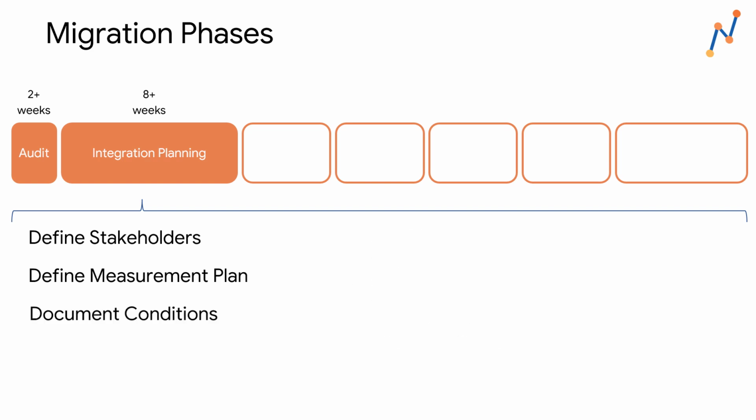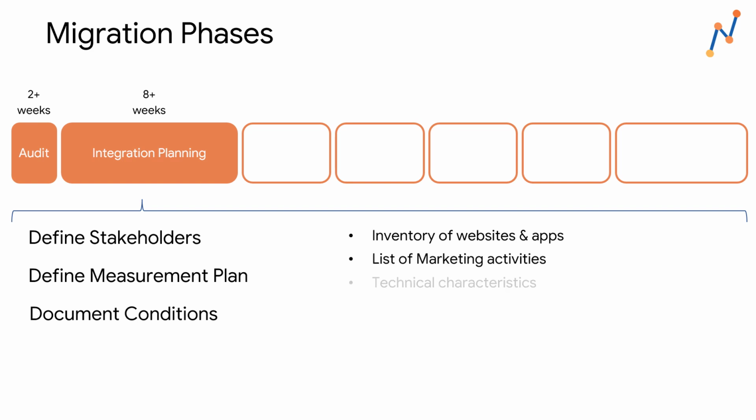Another step in the integration planning is the documentation of the technical conditions, which will take care of understanding the realities, like for instance the inventory of websites and apps as well as corresponding sitemaps, a complete listing of all marketing activities, online and offline, and the technical characteristics to determine whether all required data can be collected with the technologies used.